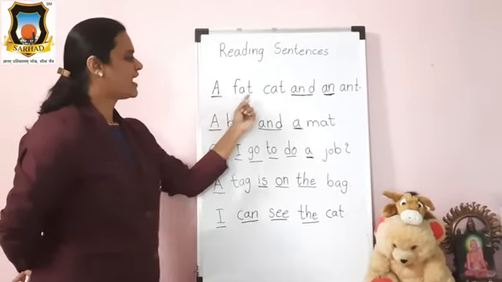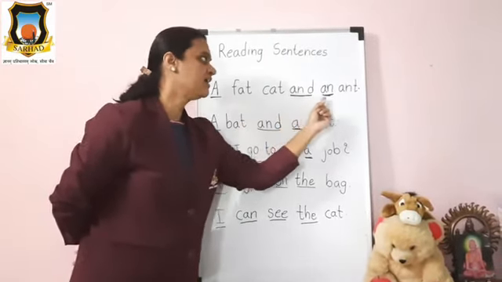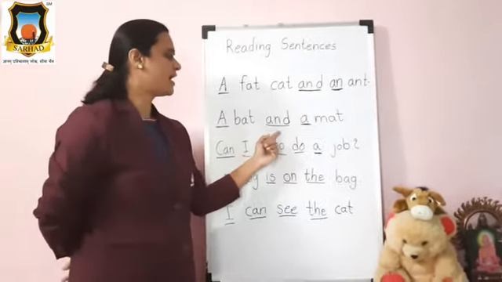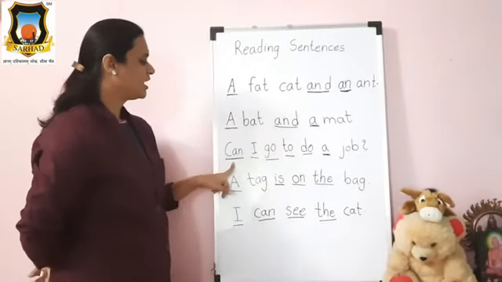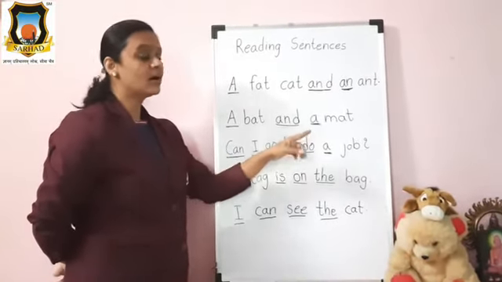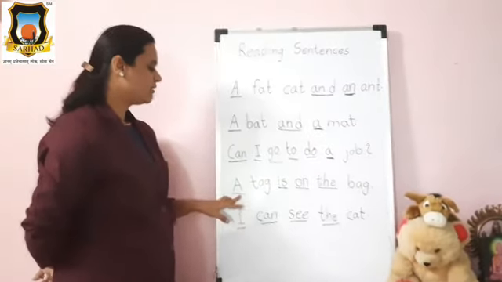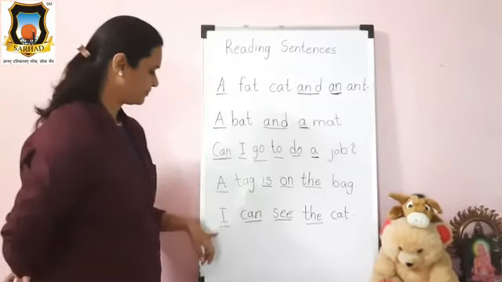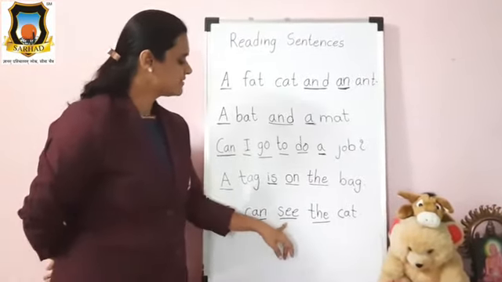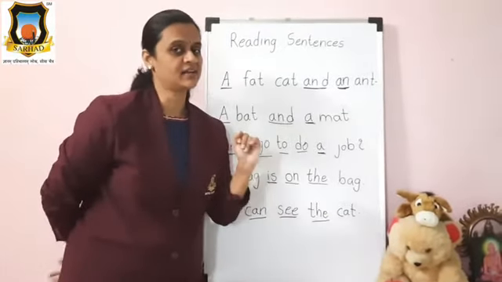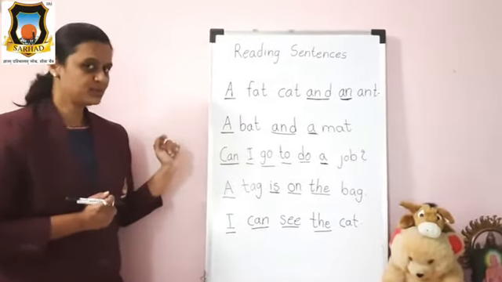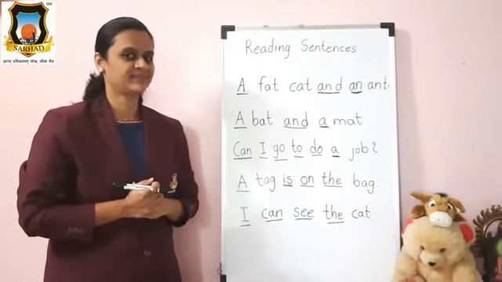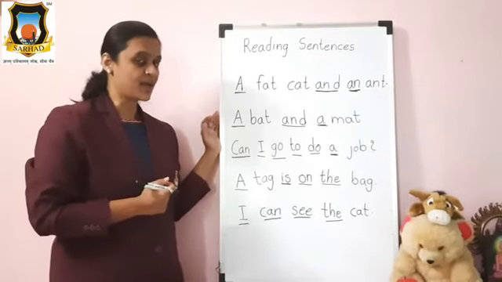A fat cat and an ant. A bat and a mat. Can I go to do a job? A tag eats on the bag. I can see the cat. Now, children, you understood how to read the sentence? Okay. You practice at home.